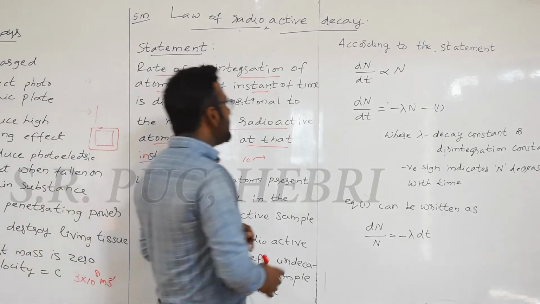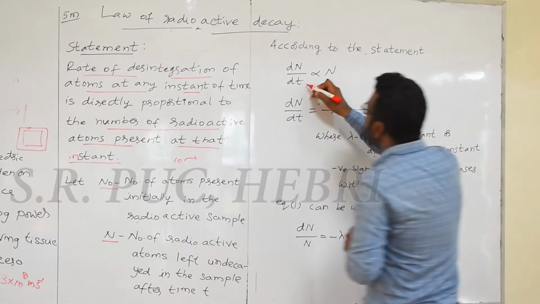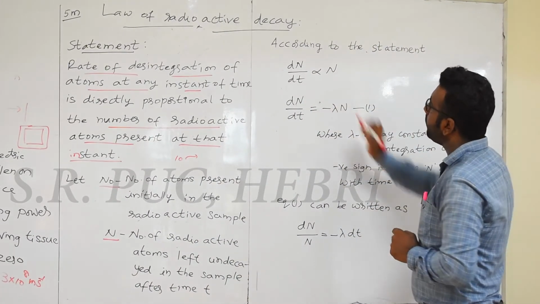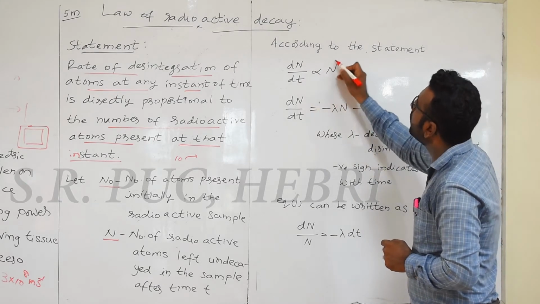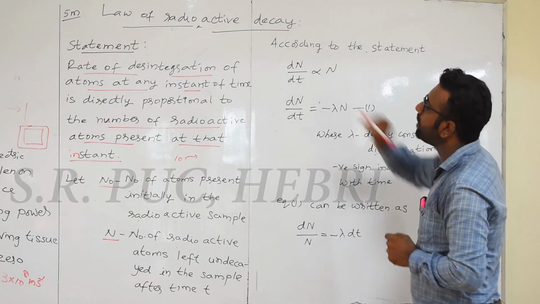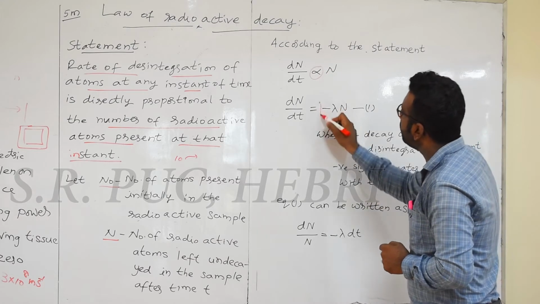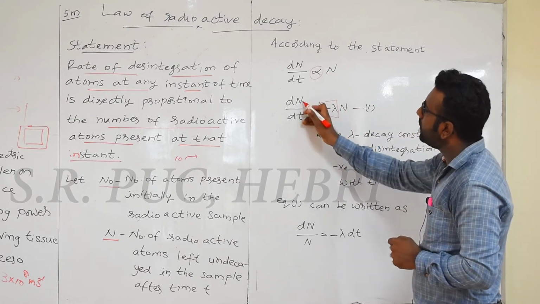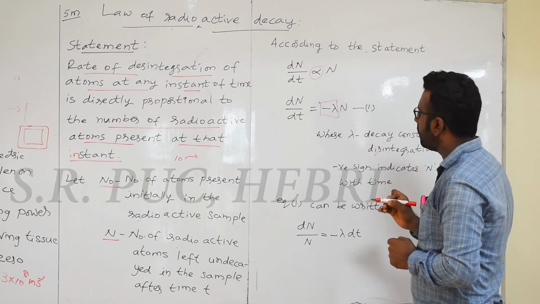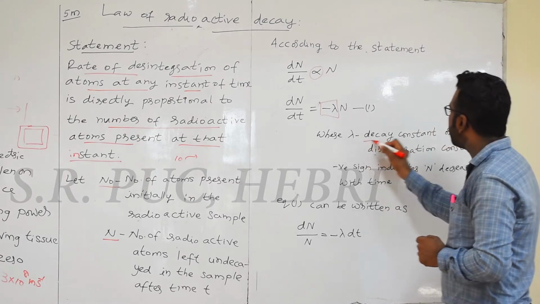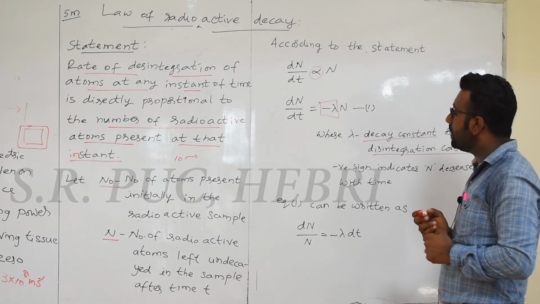Now we will go to the statement. According to the statement, we can write dN by dt is proportional to N. That is, the rate of disintegration is directly proportional to the number of atoms present at that particular instant. I can replace this proportionality sign with a constant. So dN by dt can be written as minus lambda N. What is lambda here? Lambda is nothing but the decay constant, also called the disintegration constant.